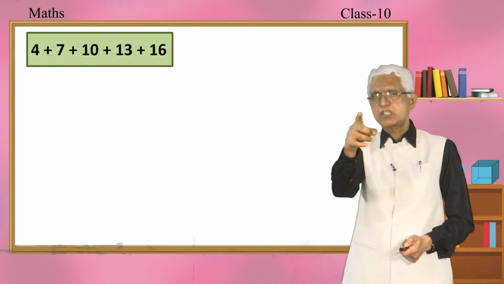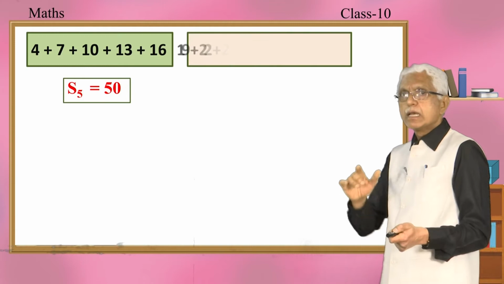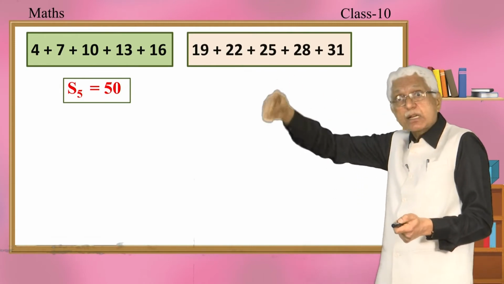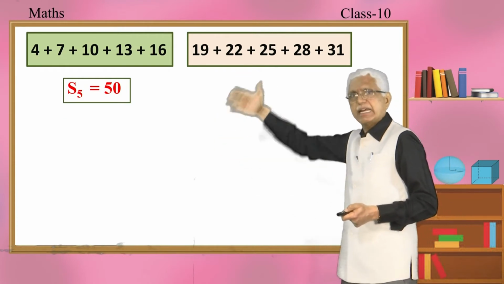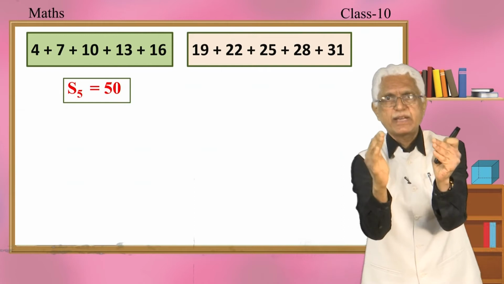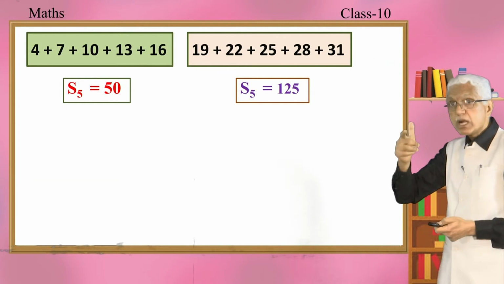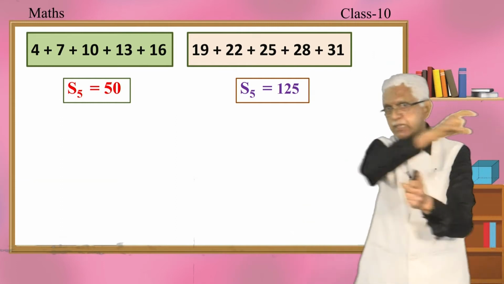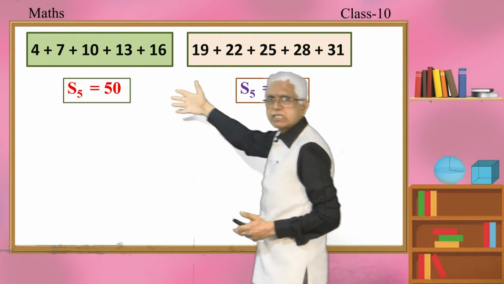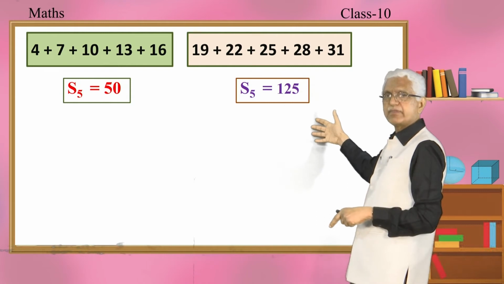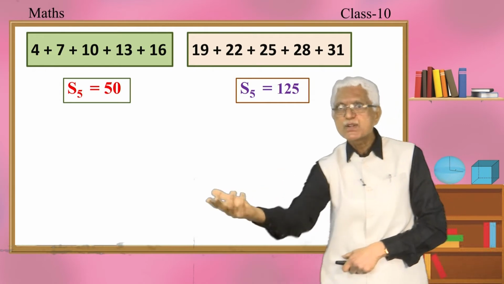See, these are the first 5 terms of an AP and their sum is 50. Please watch. These are the next 5 terms of the same AP: 4, 7, 10, 13, 16, 19, 22, 25, 28, 31. The sum of the first 5 terms is 50 and the sum of the next 5 terms is 125. You have an AP having 10 terms. So, what is the sum of all the 10 terms? Wonderful. 50 plus 125, 175.